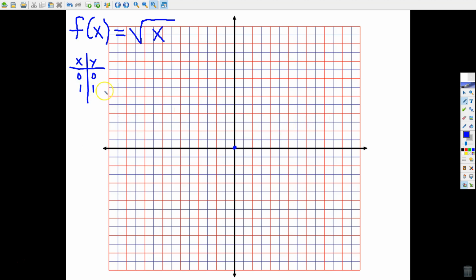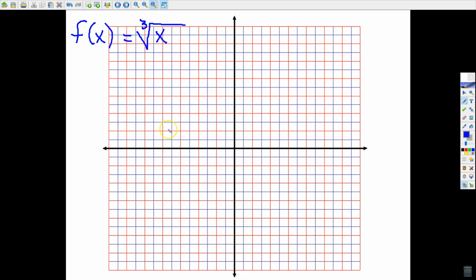So if we input 1, we get 1. Let's choose a square root number, 4, output 2, 9, output 3. And that should be enough. The square root function, parent function, looks like that. Okay, so another one that you should be very familiar with.